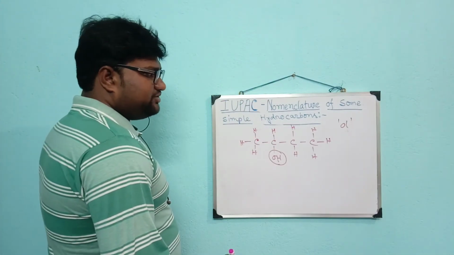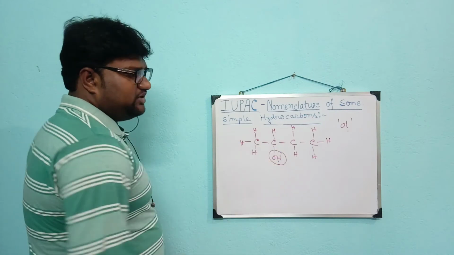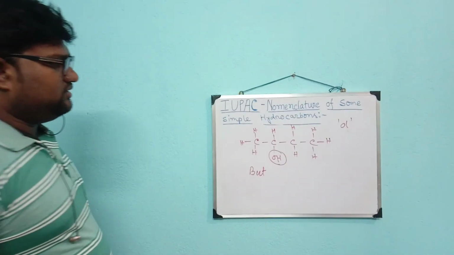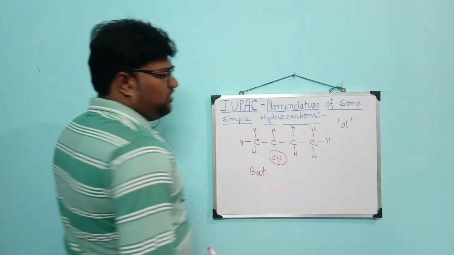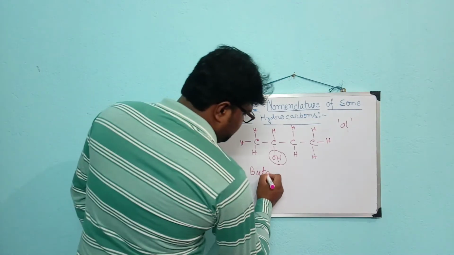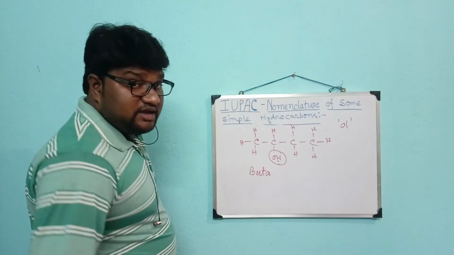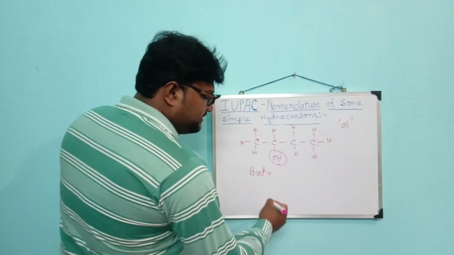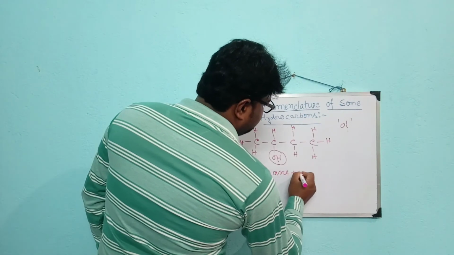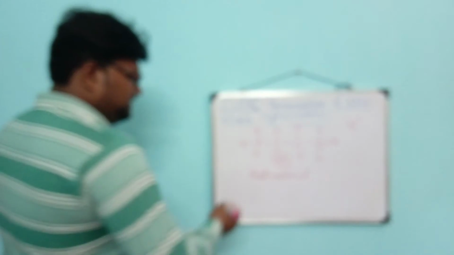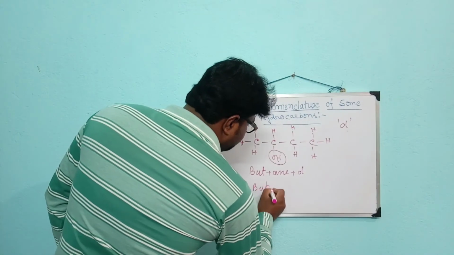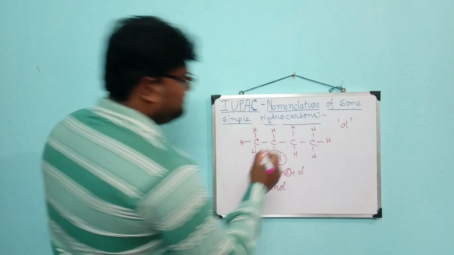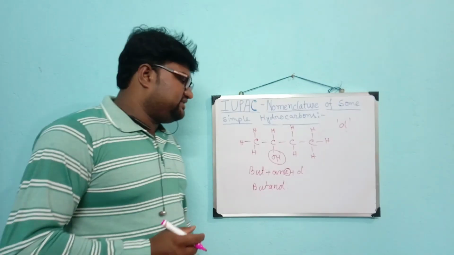For the presence of OH, there are 4 carbon atoms, so but, and the functional group is ol. So but plus, and this is also saturated, so an plus ol. So the name should be butanol. The e is subtracted from the name.